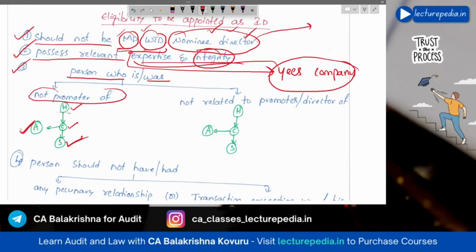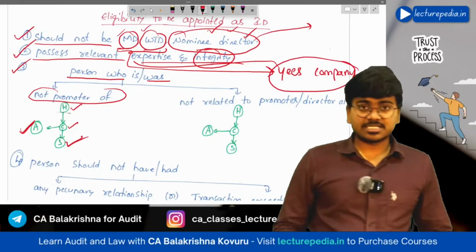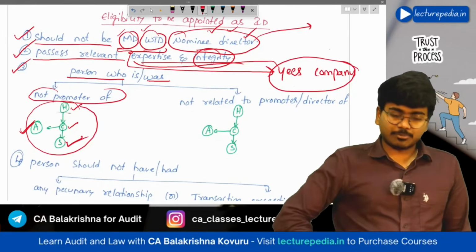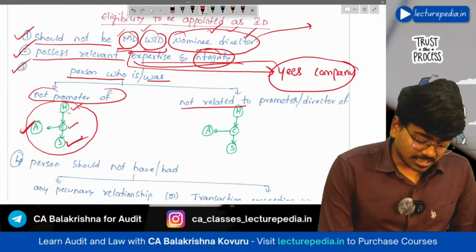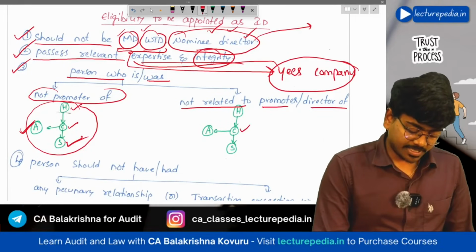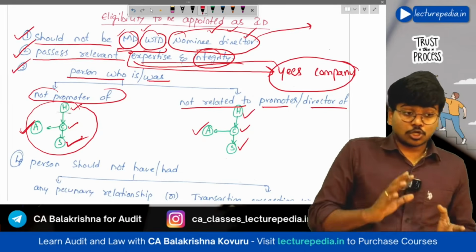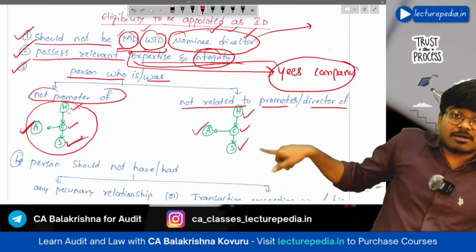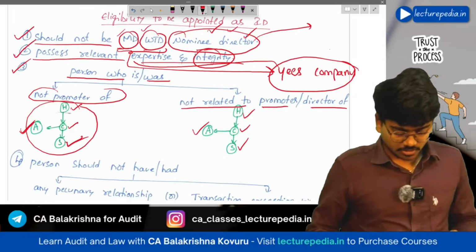So the company in which you have invested 20% or more will be your associate company. So the promoter of these companies should not be appointed as independent director. And also, a person who is or was not related to a promoter or director of the company, holding company, subsidiary company, or associate company. The person whom you are going to appoint as an independent director should not be a relative of a promoter or director of this company, holding company, subsidiary company, or associate company of your company. Hope you understood this.